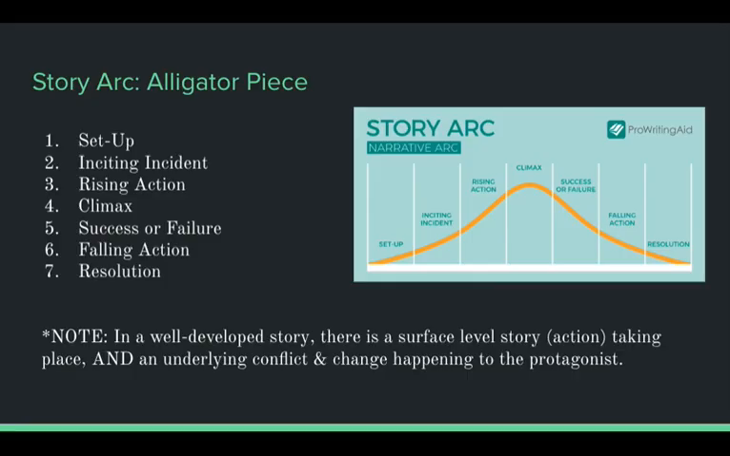You might have a story about baking with your grandma, and that's the surface level piece. But what is that really about? About you learning more about your heritage or something like that, right? So think about that. What are the two? You're really telling kind of two different stories. So what are they?